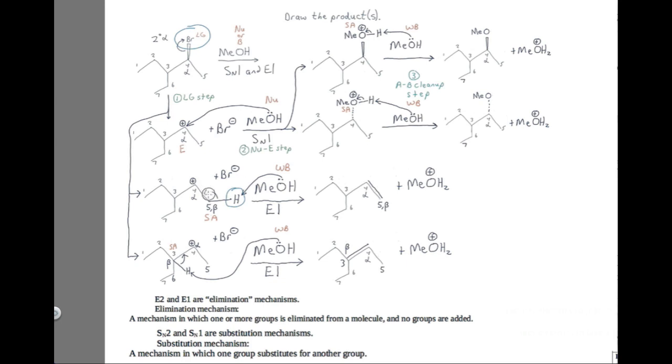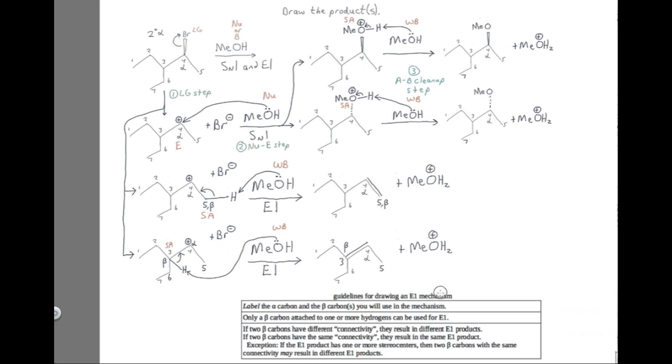groups to this molecule. On the other hand, the S in SN1 and SN2 stands for substitution. SN1 is called a substitution mechanism because we're substituting one group into the position formerly occupied by the other group. We're substituting the nucleophile into the position formerly occupied by the leaving group. The N stands for nucleophilic because the thing that is substituting into the position that was formerly occupied by the bromine is a nucleophile.